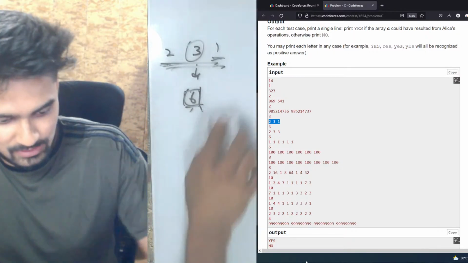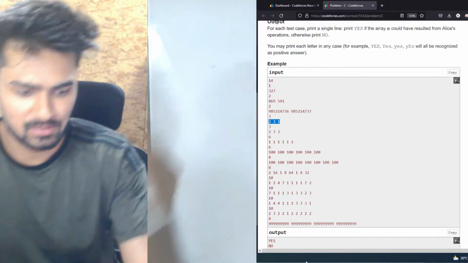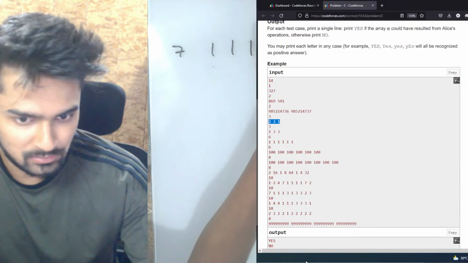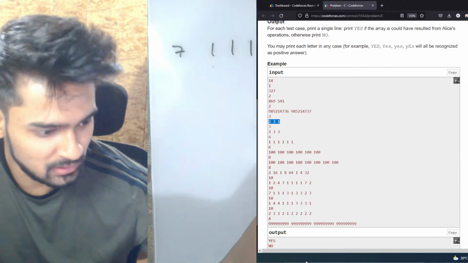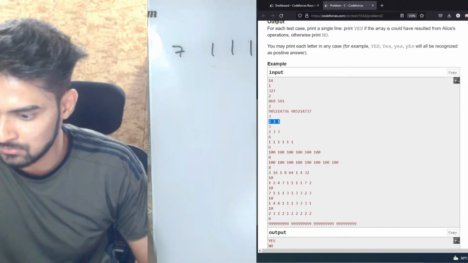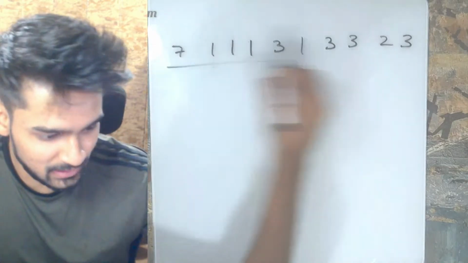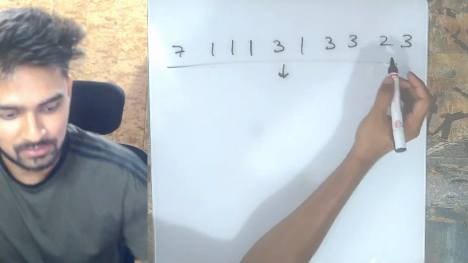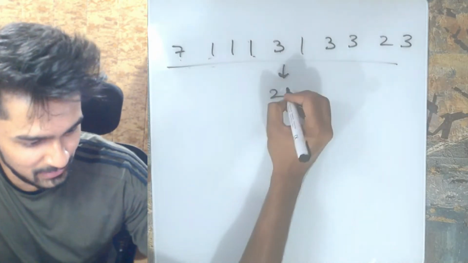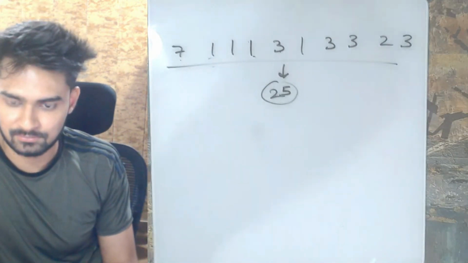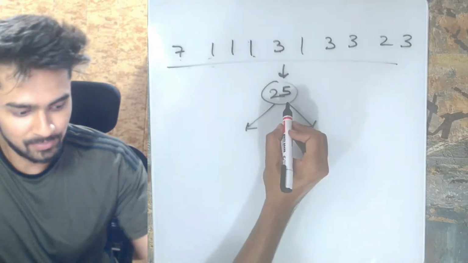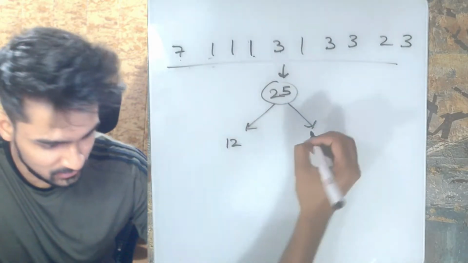Okay, is that fine? Let's consider a little bigger example. Let's say we had 7, 1, 1, 1, 3, 1, 3, 3, 2 and 3. Okay, so this is the complete array. What is the sum of this complete array? The sum is 7 plus 3, 10, 13, 14, 20, 25. The complete sum of this array is 25. Now let's start dividing this. If we divide 25, we get 12 and 13.